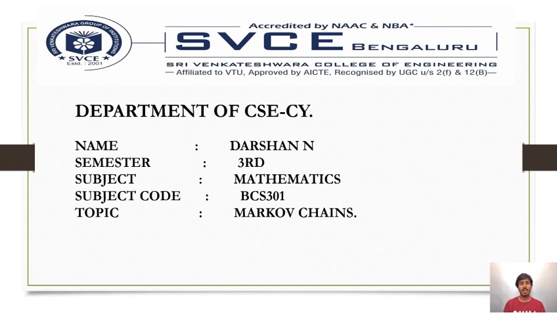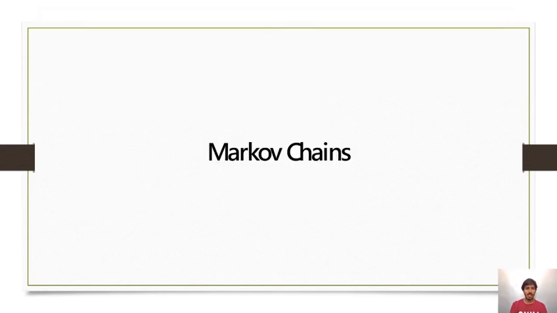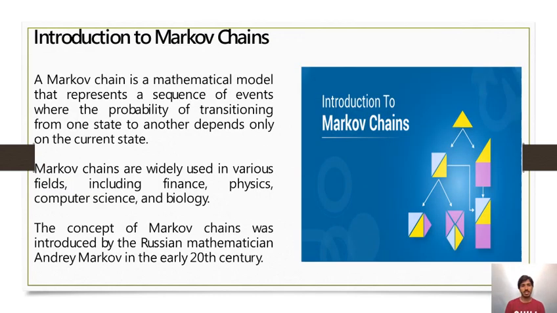Today we discuss the topic of Markov chains in mathematics. Introduction to Markov chains. A Markov chain is a mathematical model that represents a sequence of events where the probability of transitioning from one state to another depends only on the current state. Markov chains are widely used in various fields, including finance, physics, computer science and biology. The concept of Markov chains was introduced by Russian mathematician Andrei Markov in the early 20th century.